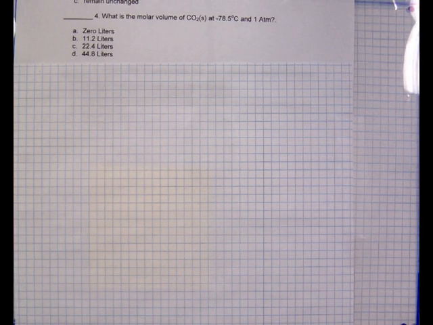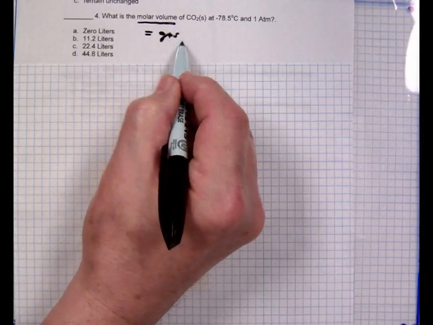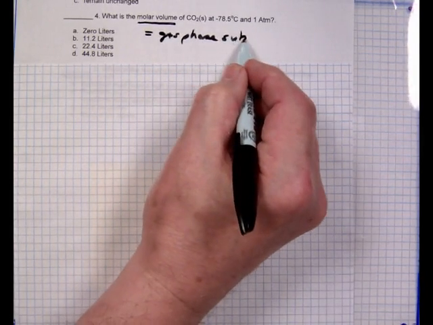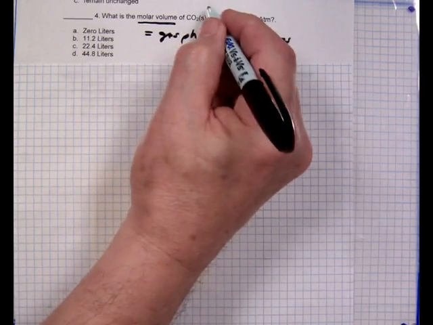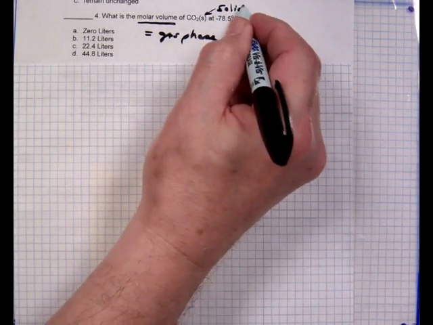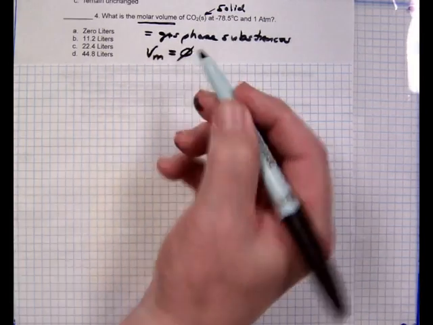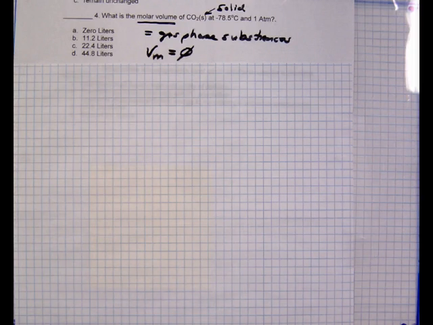Okay, now for question 4, what is the molar volume of CO2 solid at minus 78.5 degrees Celsius and 1 atmosphere? Well, first of all, the idea of molar volume refers to gas phase substances. The indication here is that CO2 is a solid. So if CO2 is a solid, molar volume is in fact 0 and does not have a volume. It gives us a choice in that.